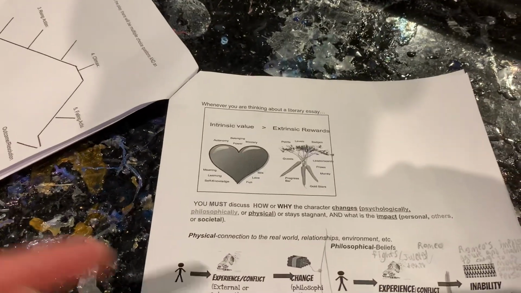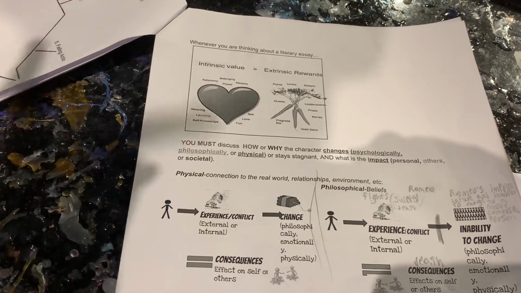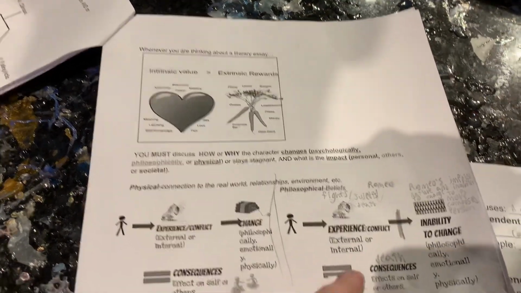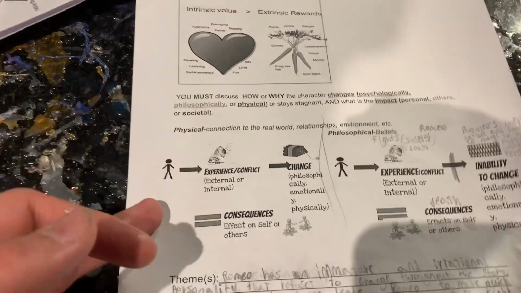You must discuss how and why a character changes psychologically, philosophically, or physically, or stays stagnant. Romeo mainly stays stagnant throughout this. You could technically argue for him changing his values with his family, but other than that, he stays stagnant. I will let you figure that out. It's English. If you can make something up and convince the teacher, you get the mark. Except for multiple choice. You have to memorize. That's why I don't like English.